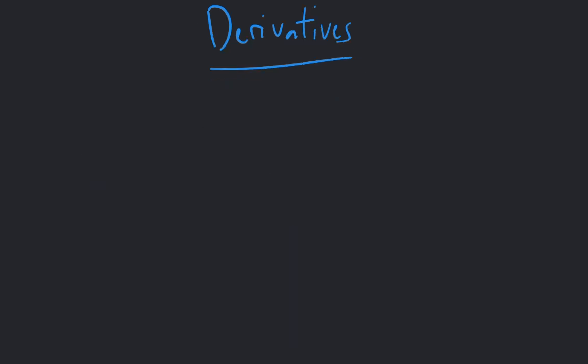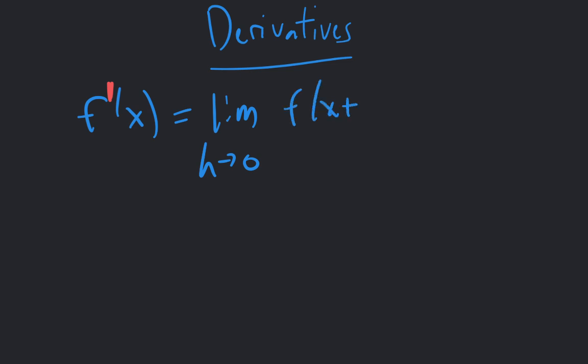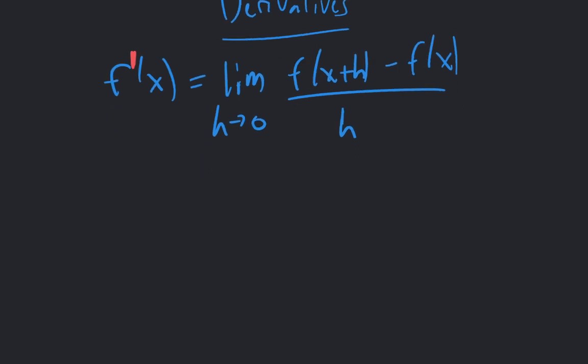When we talk about derivatives, it's called the limit definition of a derivative, so it's f prime. The prime is this symbol right here. It's kind of like an apostrophe. So we have limit as h approaches 0, f of x plus h minus f of x all over h. So it looks scary, but it's really not that bad.